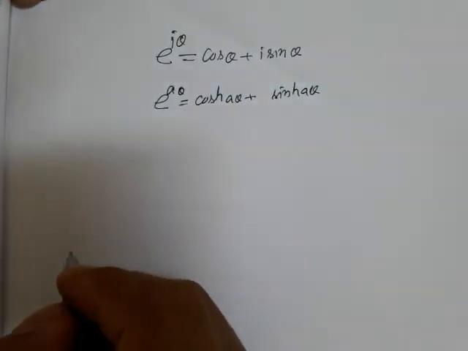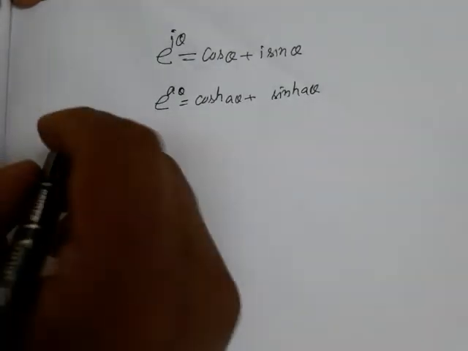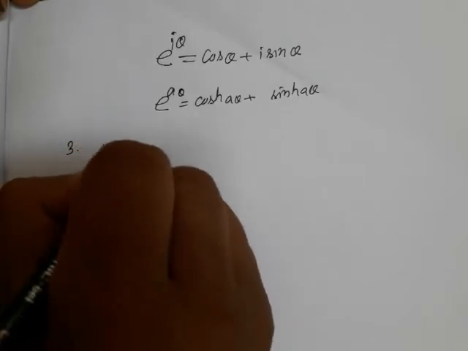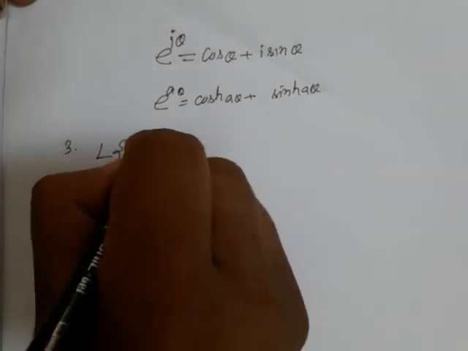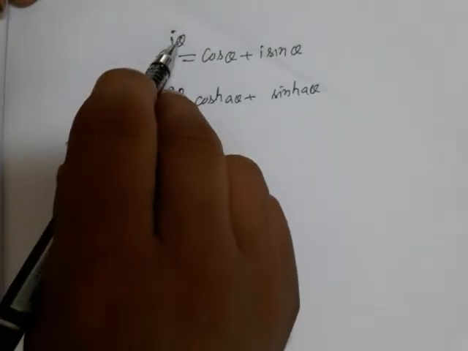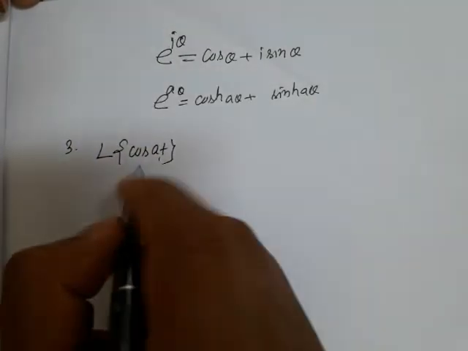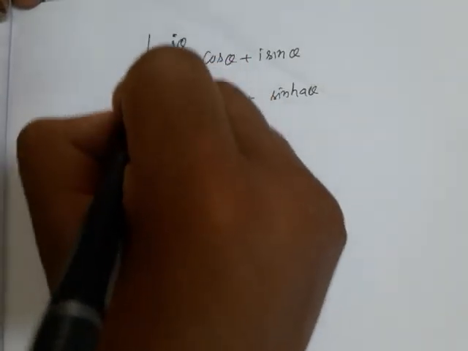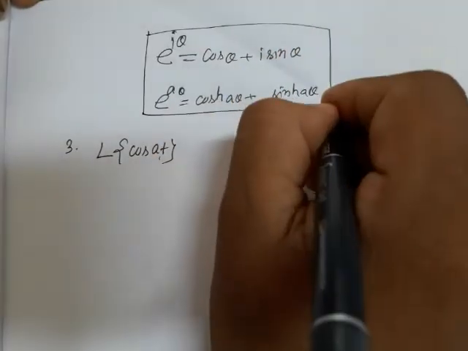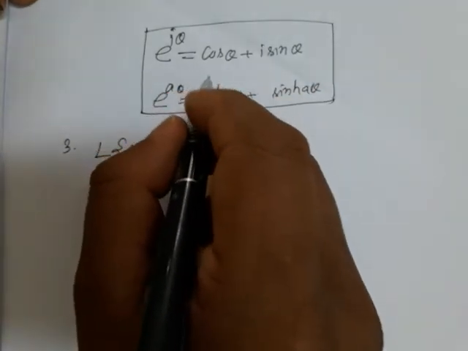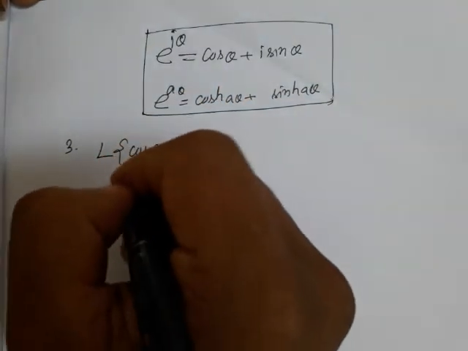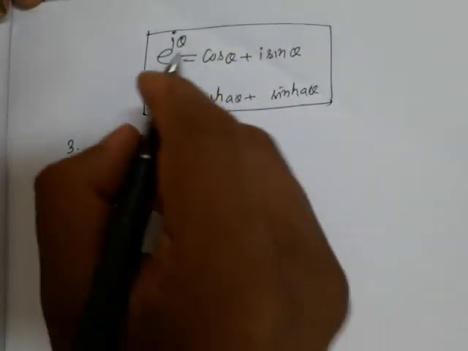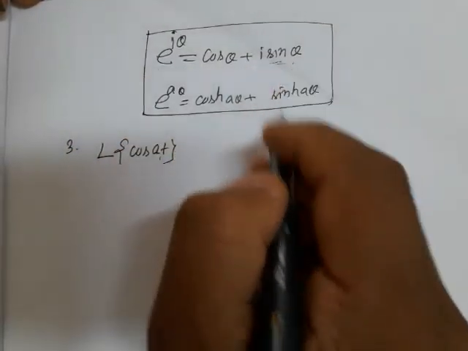Okay, so now here see the formula 3, that is cos of at. Okay, so in place of theta we will put t. Okay, so how to derive this? Okay, so now see, using these two formulas, here we will derive the remaining Laplace transformations. So for cos of at, this is a trigonometric function. We will use this formula.